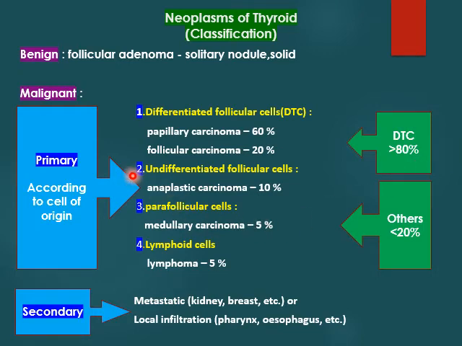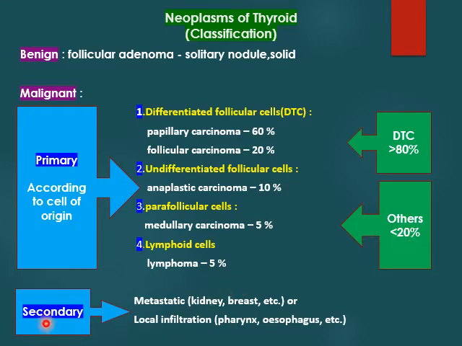The second is the undifferentiated follicular cells, which produce your anaplastic carcinoma. The parafollicular cells produce the medullary carcinoma, and the lymphoid cells within the thyroid produce the lymphoma. And together, these three groups of the cancers or malignancies account for less than 20%.